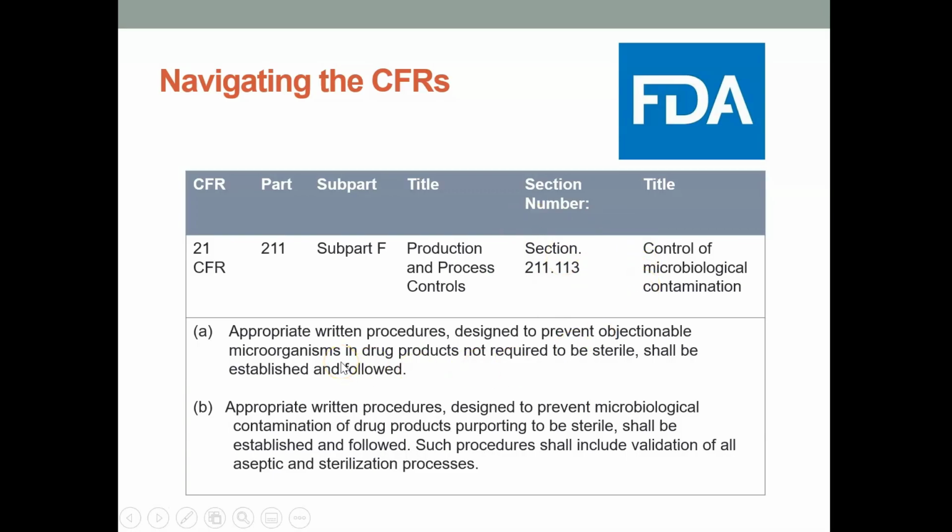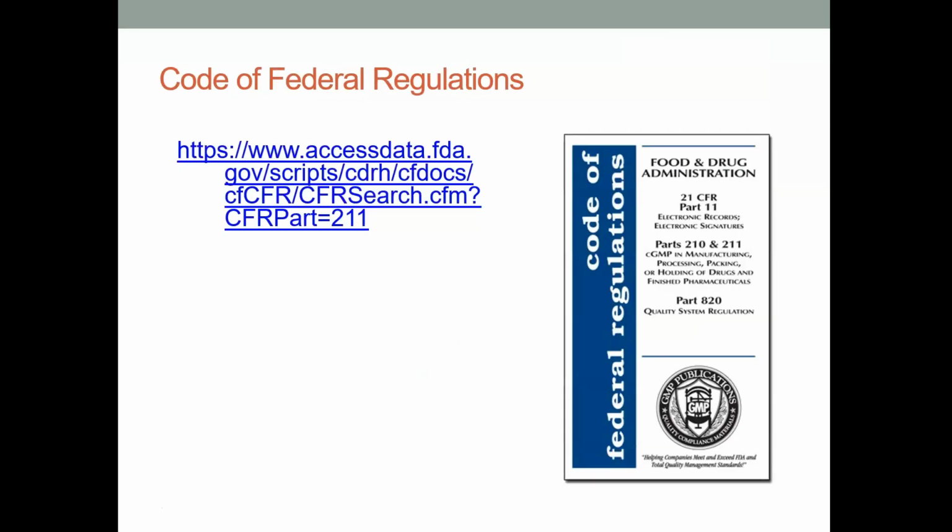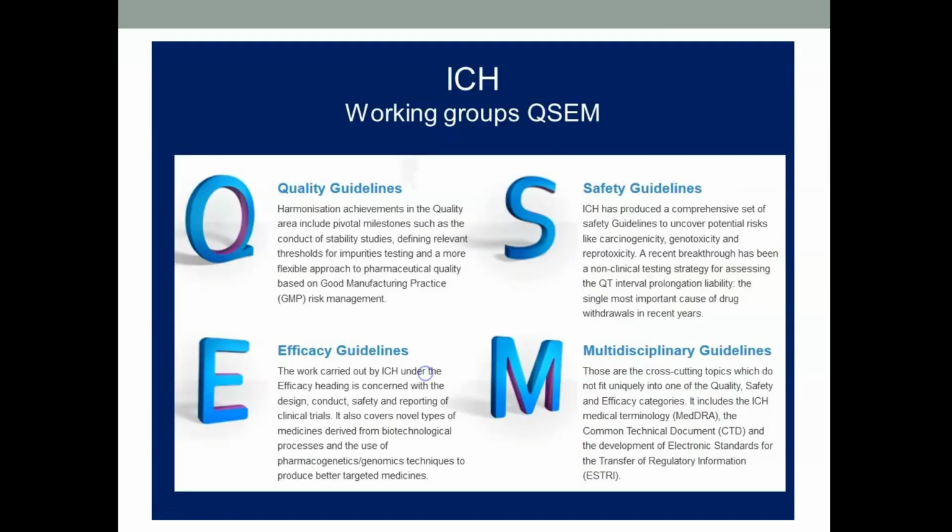So you can see the way that the CFRs are written, they're a lot more written in legal language. The EU regulations tend to be a little bit less wordy. So it says appropriate written procedures designed to prevent objectionable microorganisms in drug products, not required to be sterile, shall be established and followed, and appropriate written procedures designed to prevent microbial contamination of drug products purporting to be sterile shall be established and followed. Such procedures shall include validation of all aseptic and sterilization processes. So you see again, it's quite high level what you need to do. It's not prescriptive in any way. And you can click on here and have a look through the CFRs.